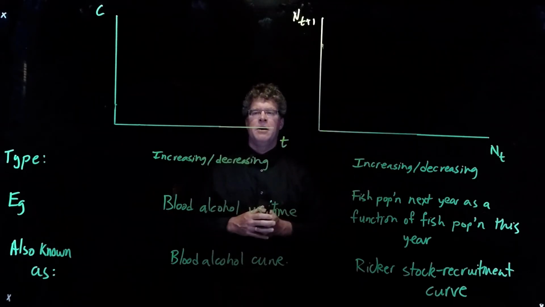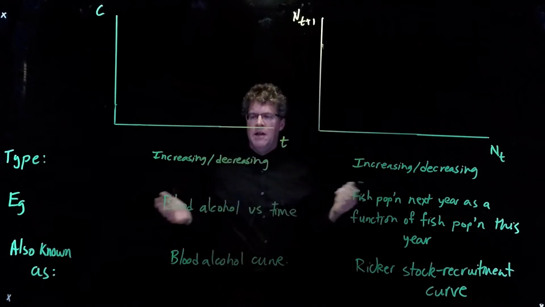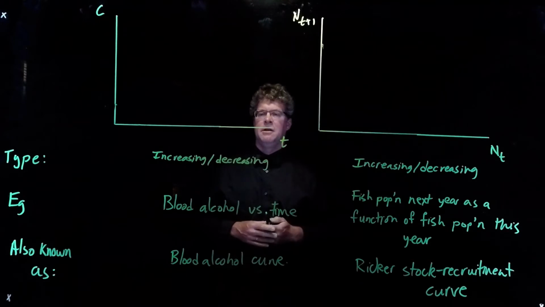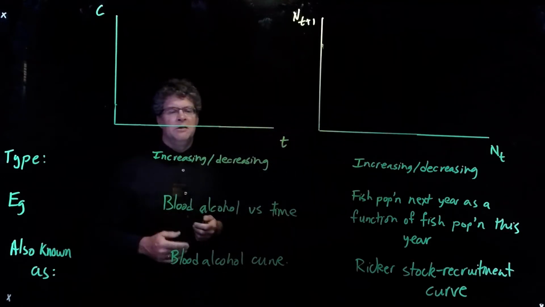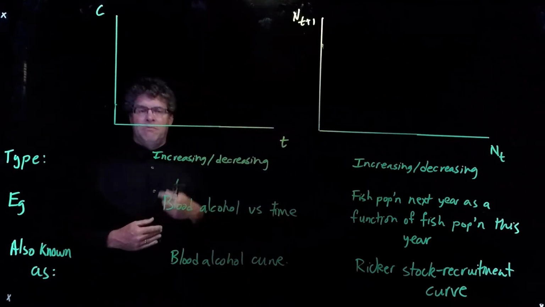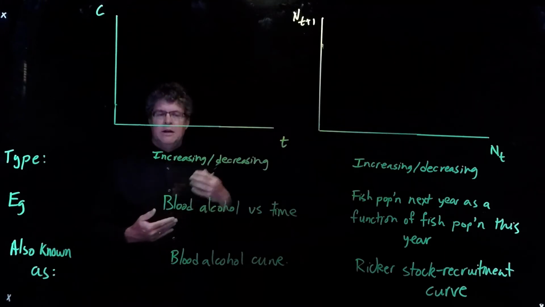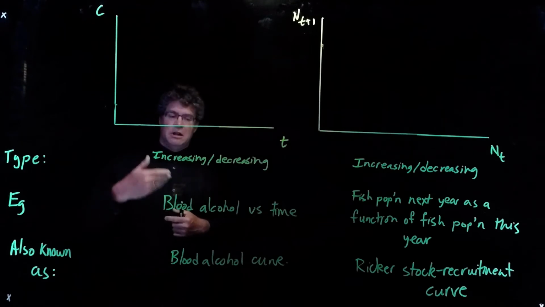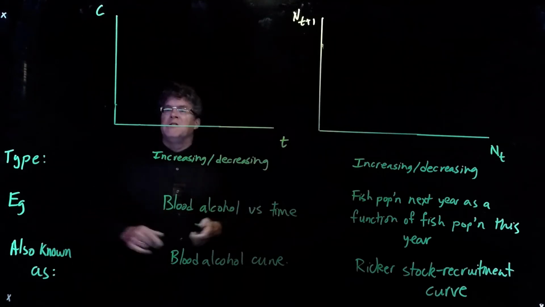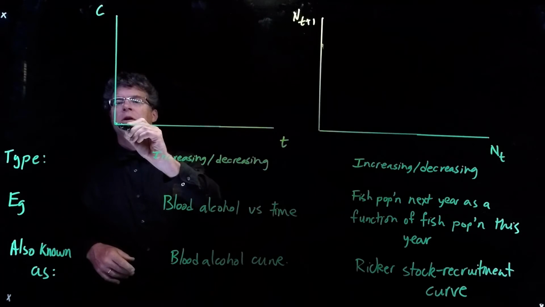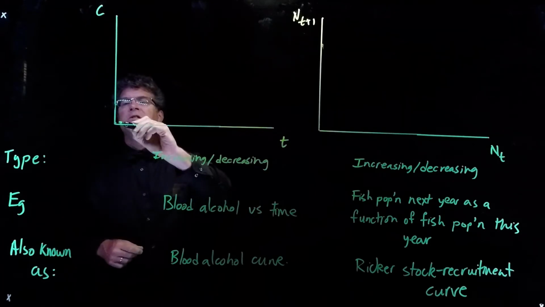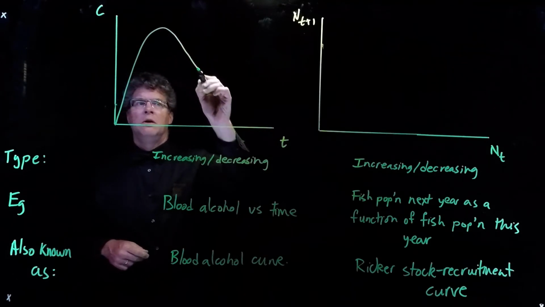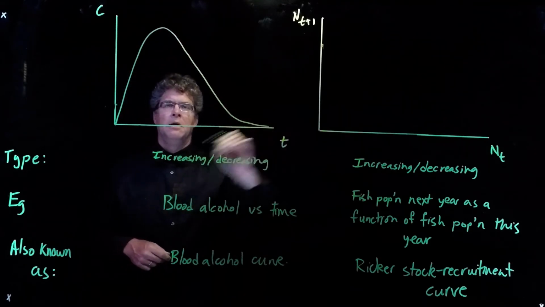But what happens if a function first grows and then decays? So it starts off increasing and then it starts decreasing. An example is blood alcohol concentration versus time. If you have several drinks quickly, your blood alcohol concentration will rise, but eventually it will decline again as your body gets rid of the alcohol. And so if we plot blood alcohol concentration as a function of time, we see rapid growth followed by slow decay.